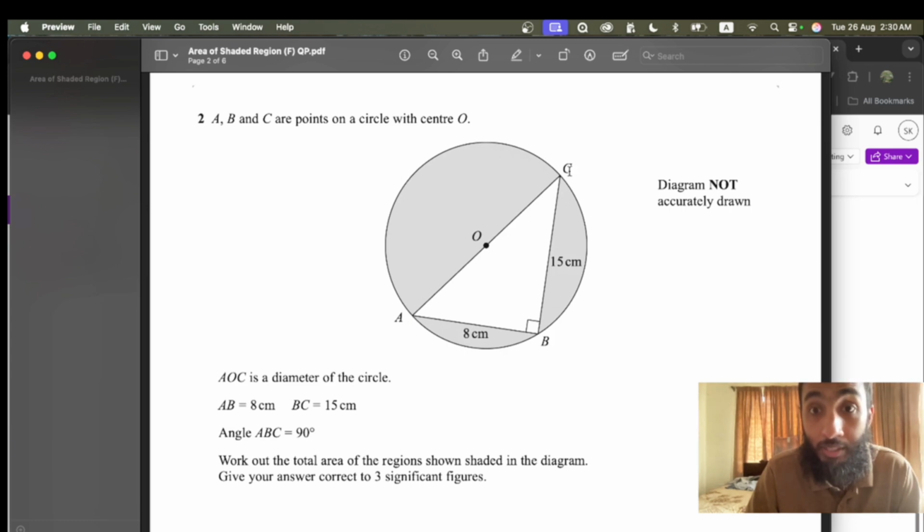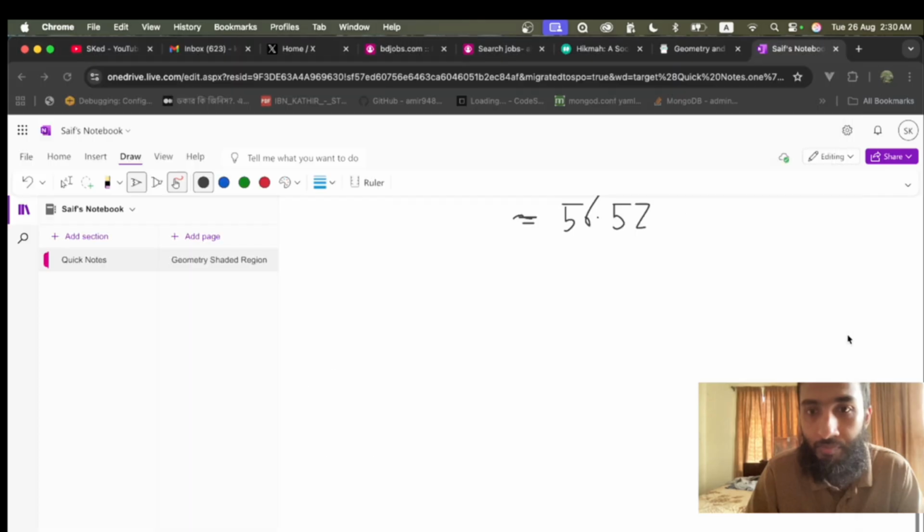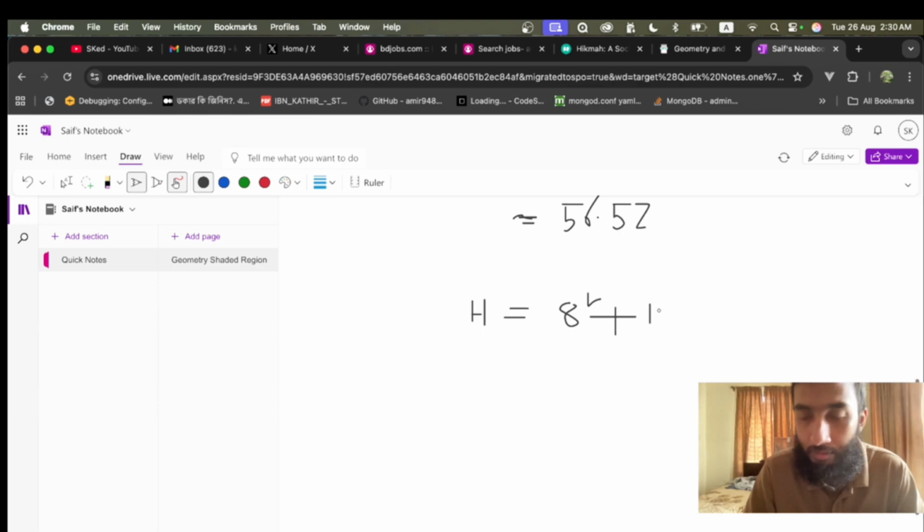So how can we figure out the diameter? As you can see, this is the hypotenuse of this ABC triangle with a right angle. So we can apply the formula of Pythagoras. We have the base, we have the height, so we can figure out the hypotenuse. The hypotenuse, let's say h, is the square root of 8 square plus 15 square.